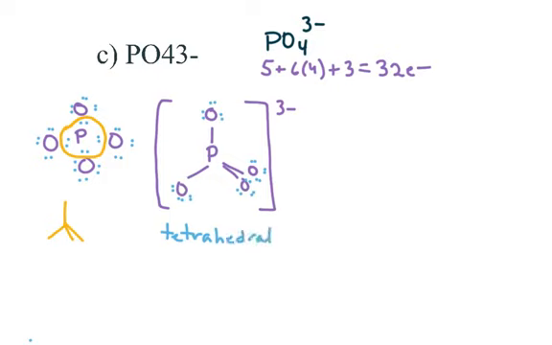And now it's time to work out polarity. So I'm going to go to my PO bonds, and a P is a 2.1, oopsies, and an O is a 3.5. So my difference in electronegativity is 1.4, which means it's polar covalent.